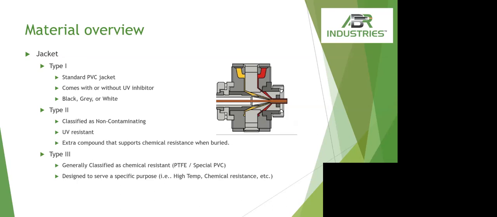And then there are type 3 jackets. These are generally listed as chemical resistant products. They could be PTFE or a special PVC product. The ABR 400 is a type 3 jacket. It is a very stiff, robust product, but the nice thing about it is it's oil and gas resistant. So as it's used here in the markets in Houston and other places, it's very popular because of that feature that it offers.